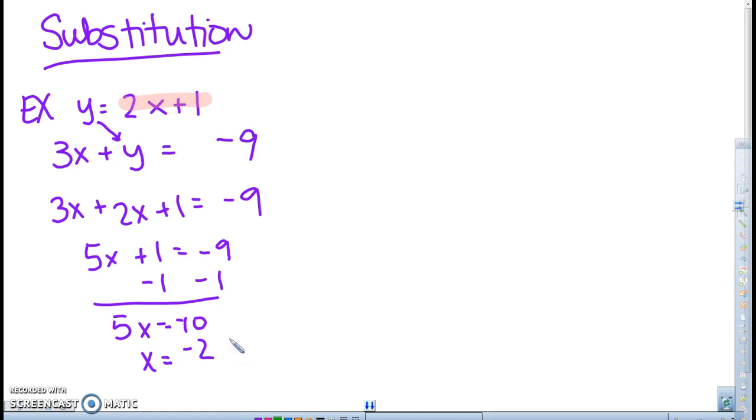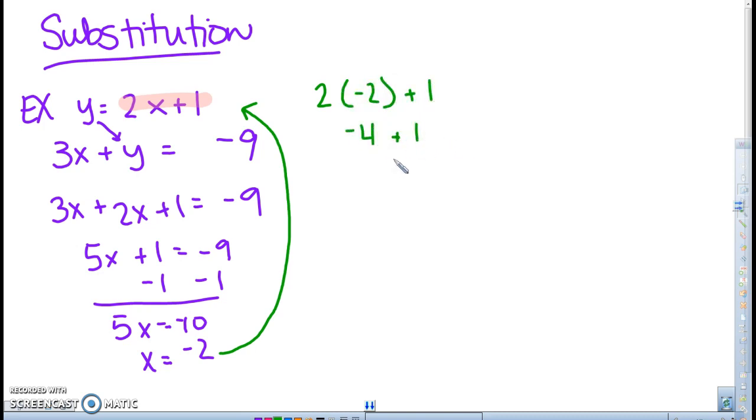And that's great. We solved for x, but we're not quite done. Remember when we graphed and we got those intersecting lines, we wanted a point. Well, every point has an x-coordinate and a y-coordinate. So I'm going to take this x and plug it back into my first equation, or whichever. It doesn't really matter which equation you plug it into, as long as you plug it into one. This one seems to be a little easier, so I'll plug it in there. So I have 2 times -2 plus 1. That's -4 plus 1, which would give me -3. So my point that I'm looking for here is -2, -3. Okay?